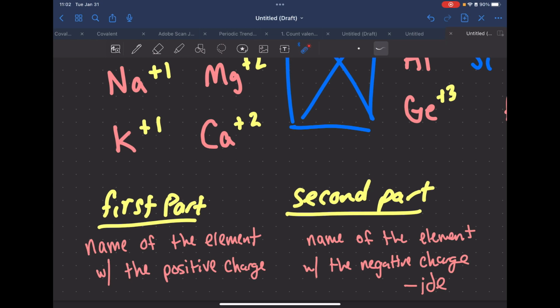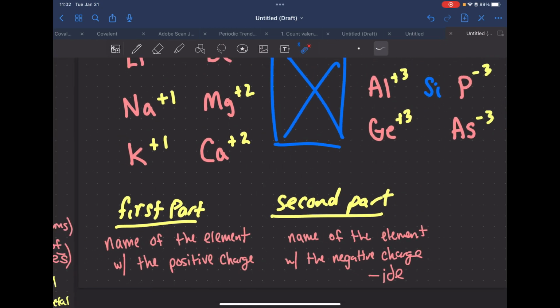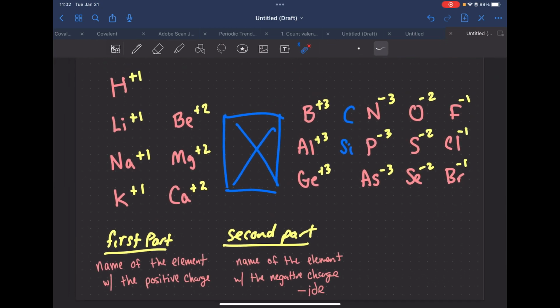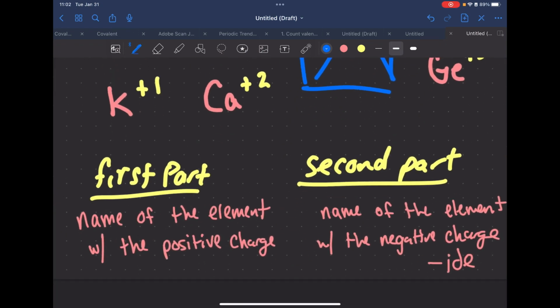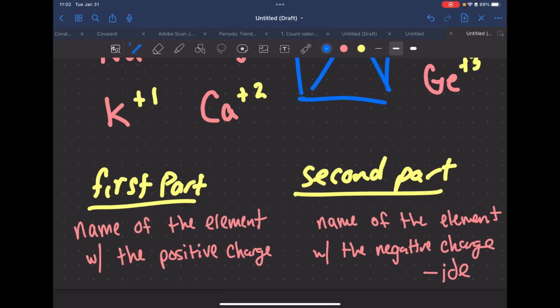Is it ever like 2 positive charges? No. If it's 2 positive charges, then they won't bond together. What about 2 negative charges? They won't bond to each other either. Opposites attract.